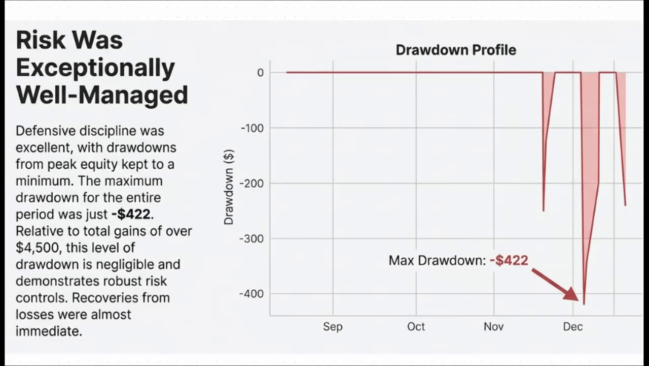And what about risk? I mean, this chart says it all. The maximum drawdown, the biggest dip it took during this whole time, was just $422. That's it. When you compare that to over $4,500 in gains, you see a strategy that has its defense completely dialed in. It's not just about making money, it's about protecting it.